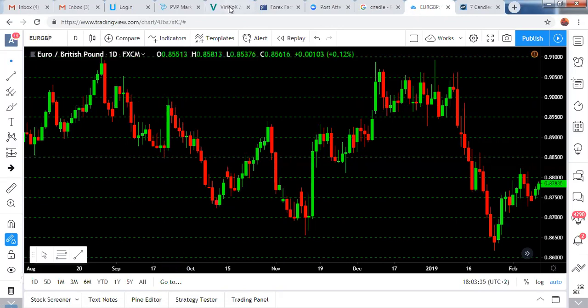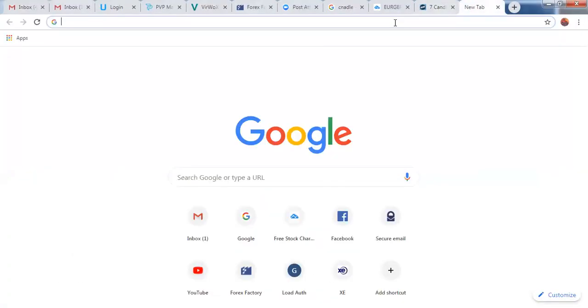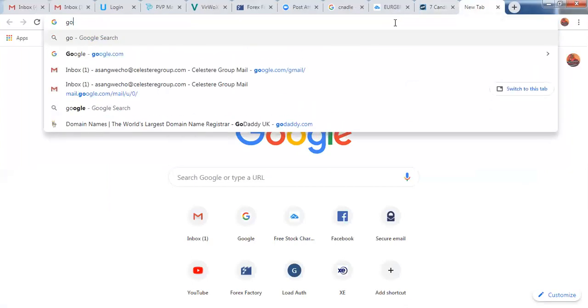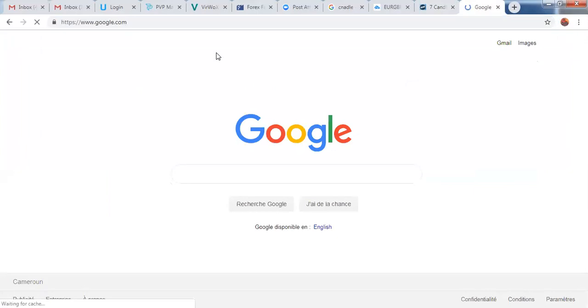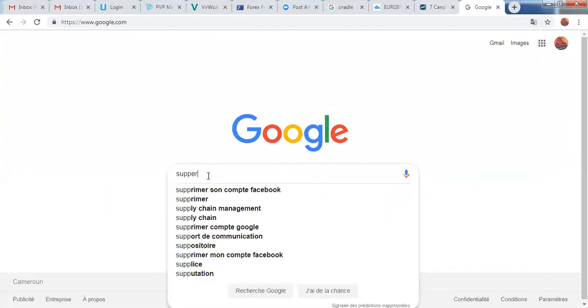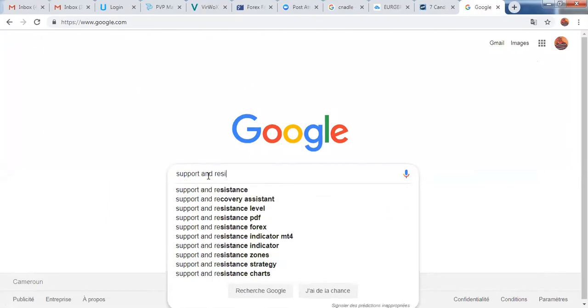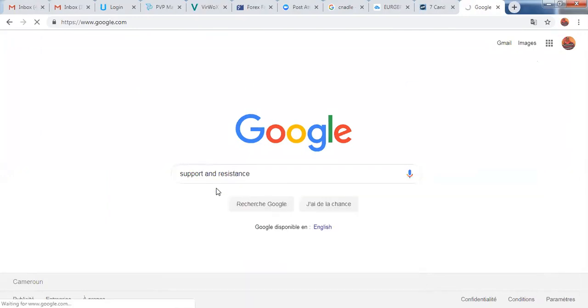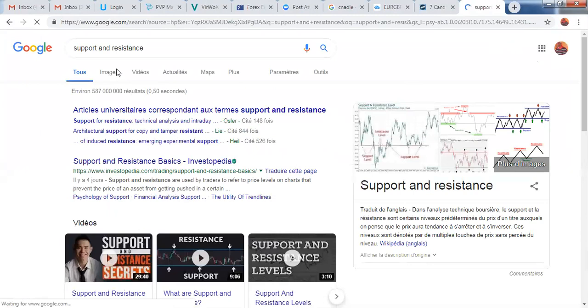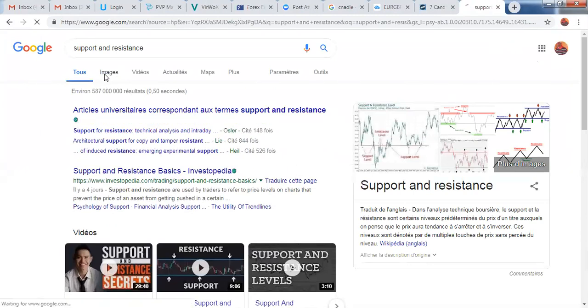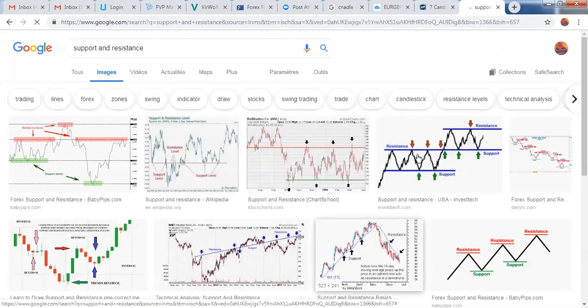Let me bring up an image for you so that you can better understand how support and resistance work. Give me 1 minute. So you should have the idea of a ceiling and a floor in your head. The floor is support and the ceiling is resistance. I'm trying to bring up my favorite image that I like to use. Okay, this is it.